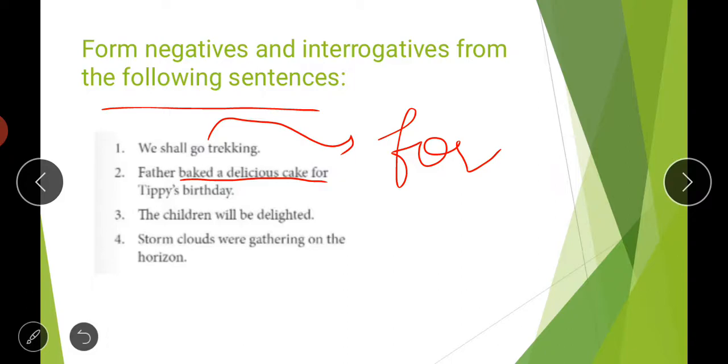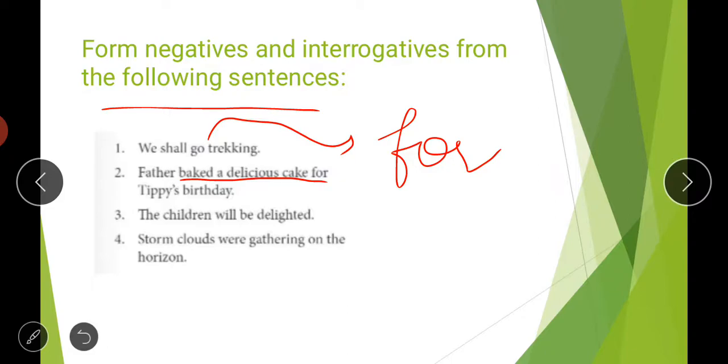Here this word did shows that we are talking about the past, so there is no need to write the past form of the verb. You will write the main form of the verb in both cases, in the interrogative and in the negative. So for the question you will write: did father bake a delicious cake for Tippy's birthday? And for the negative: father did not bake a delicious cake for Tippy's birthday.